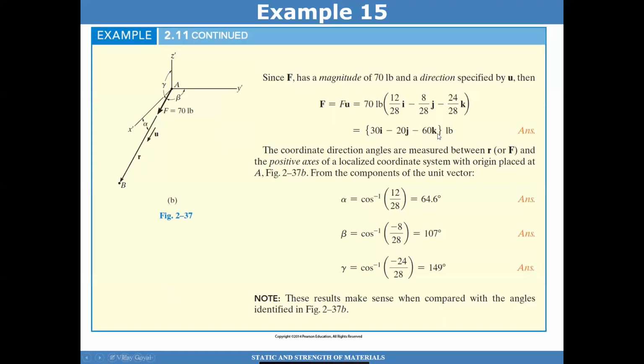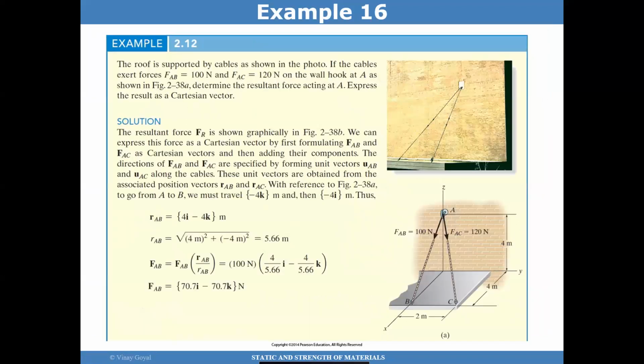You can then use the direction cosines from the unit vector, 12 over 28, 8 over 28, 24 over 28, to determine how that force is directed. Because we figured out the magnitude, we can also figure out how it's oriented relative to the X, Y, and Z axis. Example 16 is a quick question here of the roof being supported.